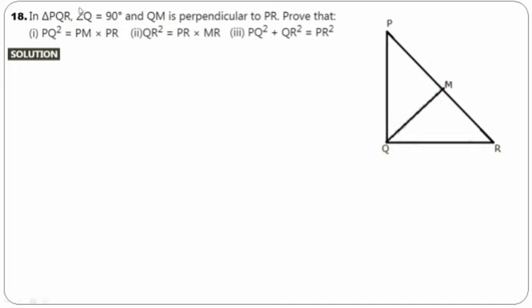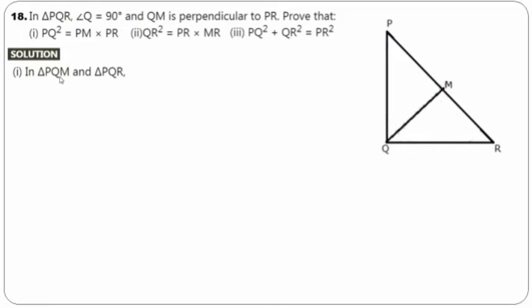Let's have another question. In triangle PQR, angle Q, that is this entire angle, is given to be 90 degrees. QM is perpendicular to PR. So QM is perpendicular to PR means this angle is 90 degrees, and similarly this will also be 90 degrees. Prove that all these three happen. Let's see one thing at a time.